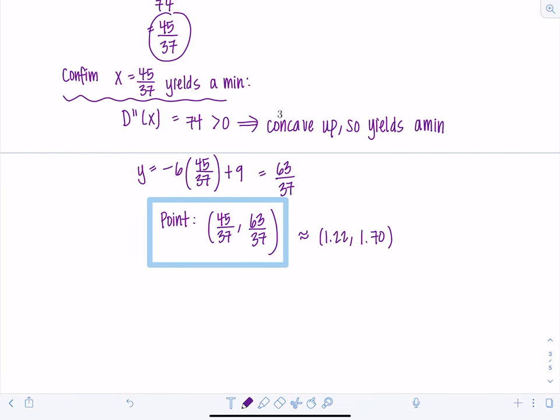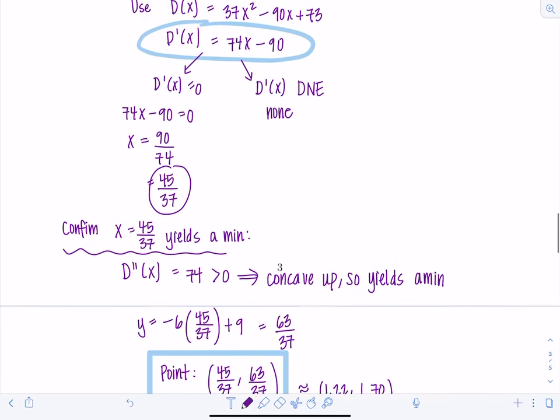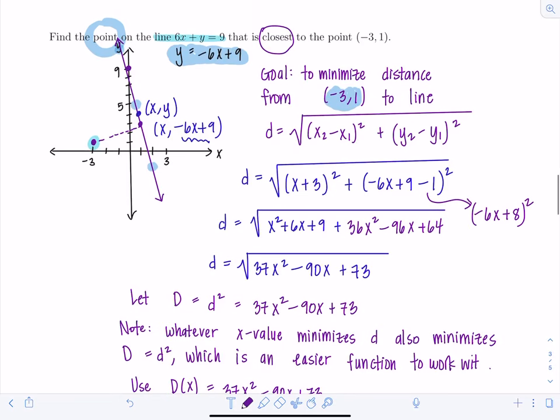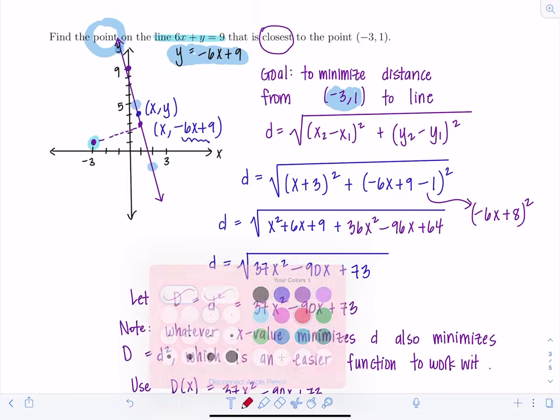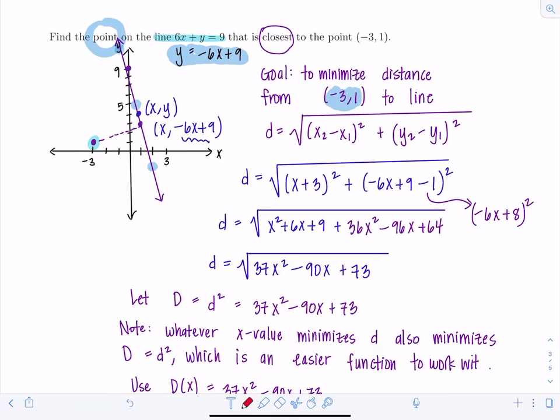And let's go back to our graph and just make sure that visually this sits right with us. So 1.22, 1.70, I'm just going to scroll back up. I'll do it in red so it stands out. 1.22 and 1.7 looks like it's about here. And indeed, if I drew a line from -3, 1 to our line, it looks like that's the shortest one. And if you found the equation of this line, just as a fun extension, you can confirm that this line is going to be perpendicular to our line. So it should have a slope of +1/6.